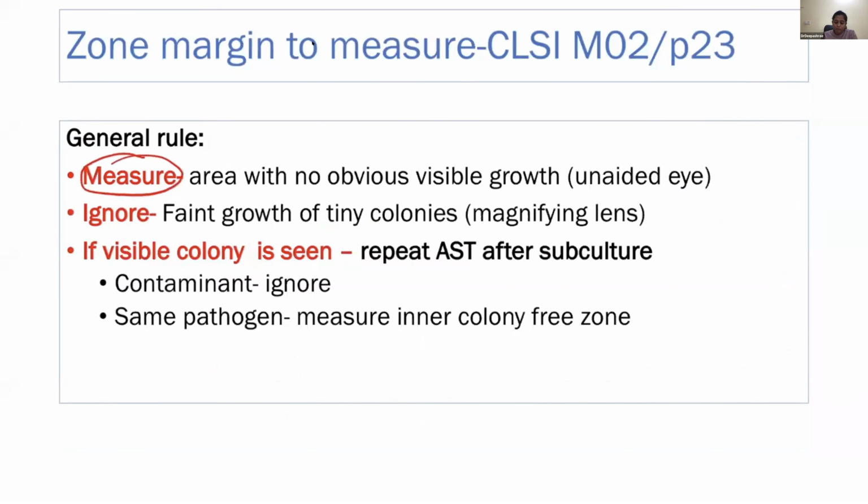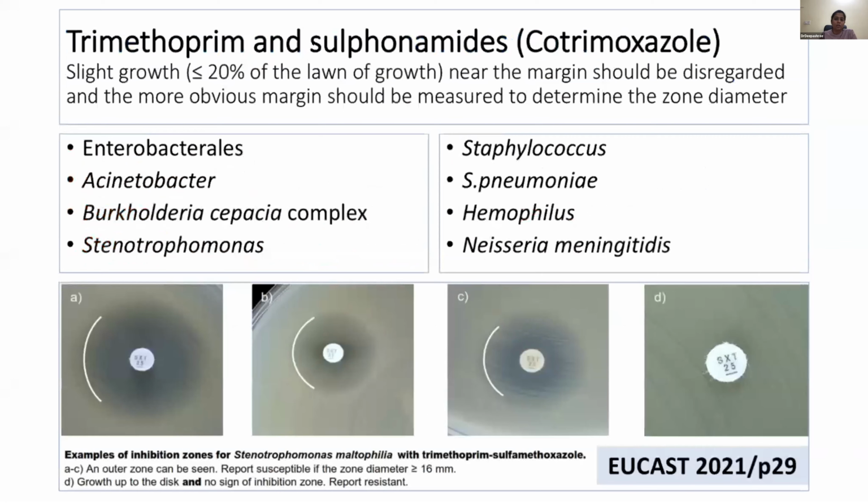As we have already seen, measure the obvious growth, ignore the faint or tiny colonies which are seen in magnifying lens, because use of magnifying lens is not recommended. If there is a visible colony seen, confirm whether it is the same organism. If it is the same organism, measure the inner colony-free zone. So this is a picture which is given in EUCAST, a very clear picture.